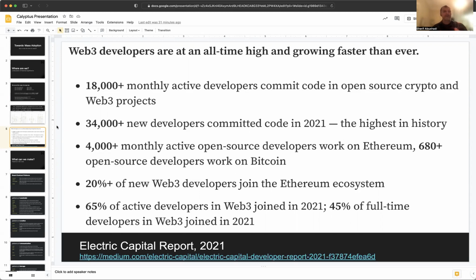And so now we see tens of thousands of monthly active developers engaging with projects, committing code, thousands of projects, 1 in 5 joining the Ethereum ecosystem, fantastic ecosystem. There are others, don't forget.